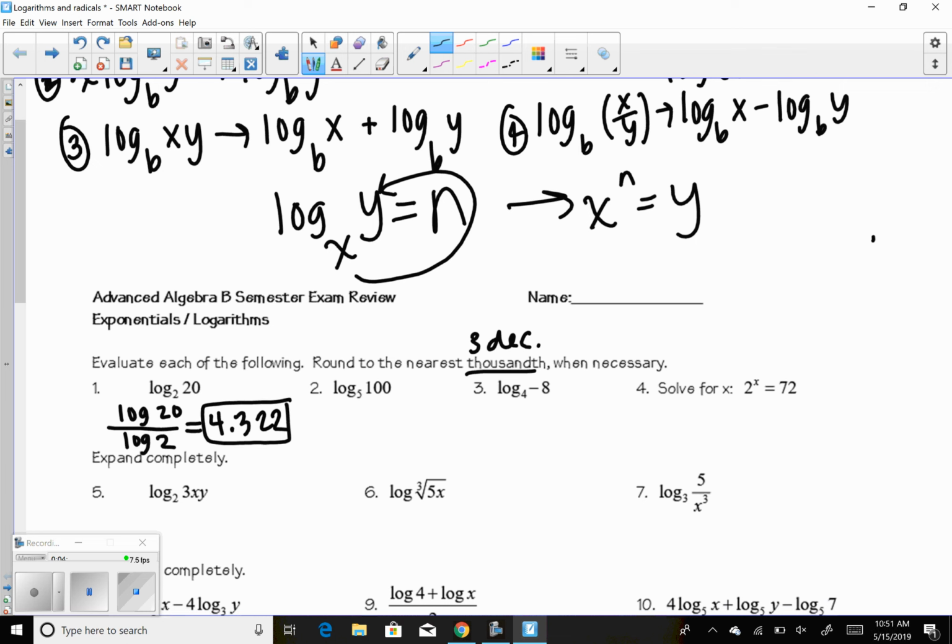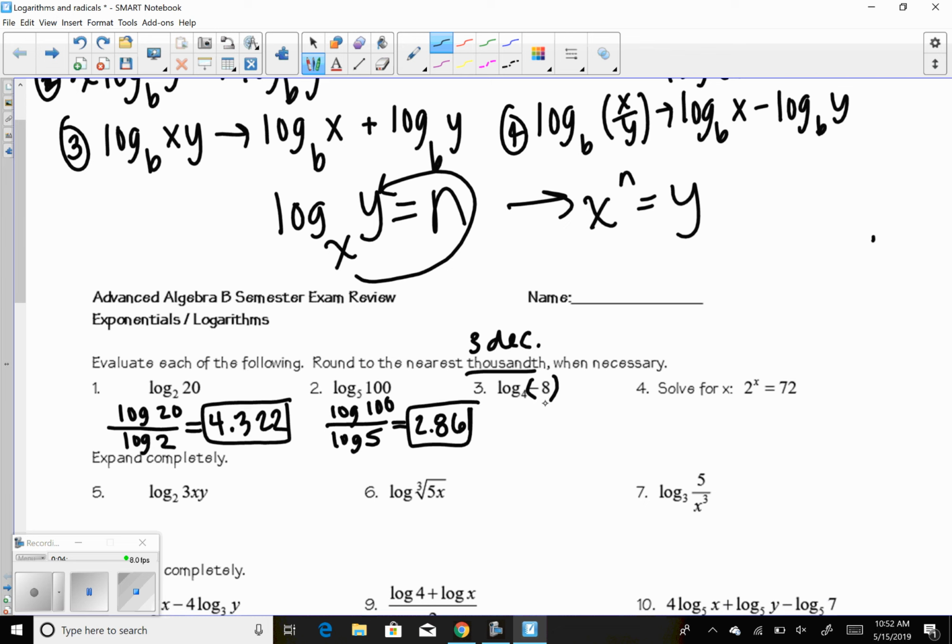Number 2, if you set it equal to x and went around the world, it would be 5 to the x power equals 100, and you can't do that, so you have to do change of base. Log of 100 divided by log of 5, base to the bottom. Log 100 in the calculator, close the parentheses, divided by log of 5, and you get 2.861.